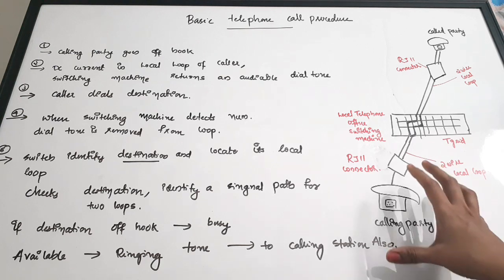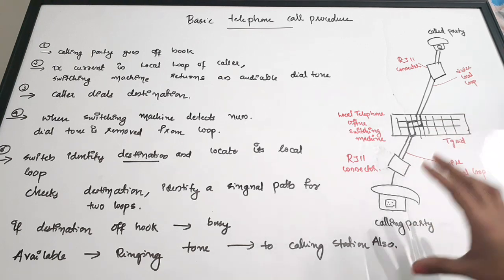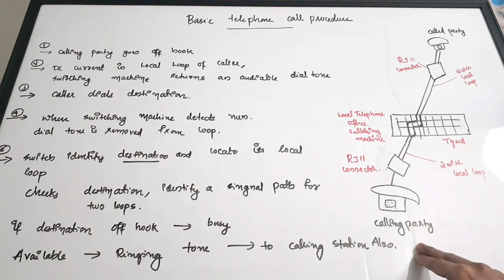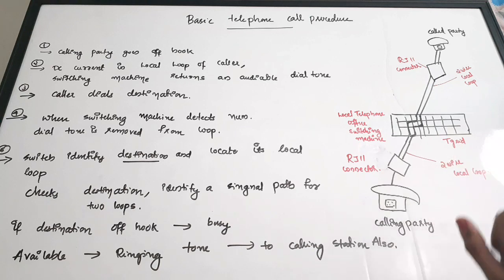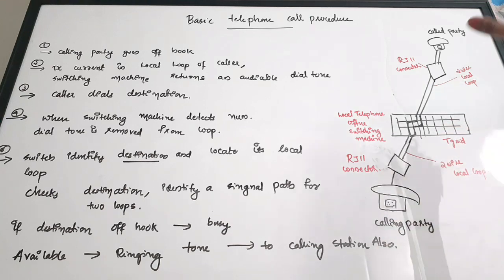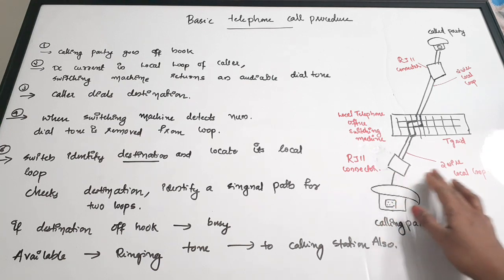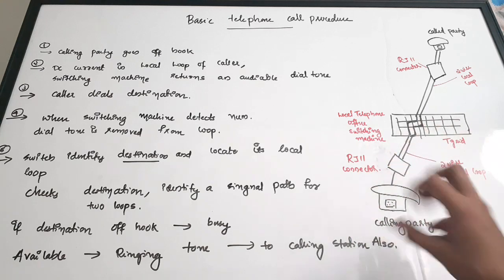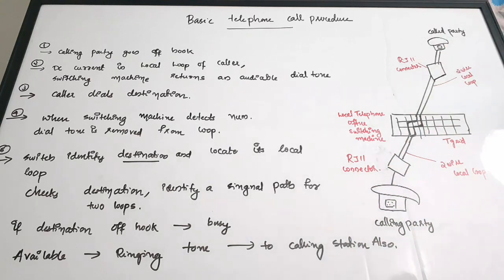When one calling party is making a call to a destination, there are actually two telephone sets. There is a calling party with its telephone set, the telephone handset. For the called party, there is also a telephone set. And there is a two-wire local loop for the calling party and also for the called party.